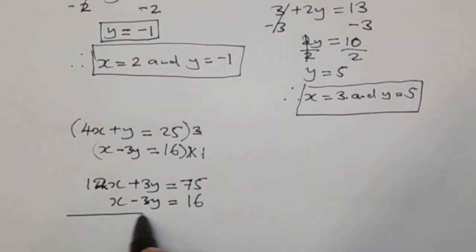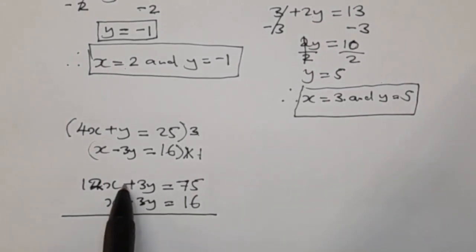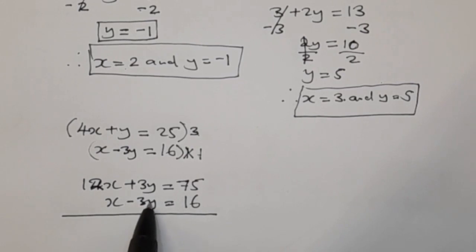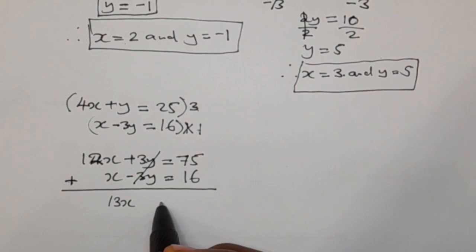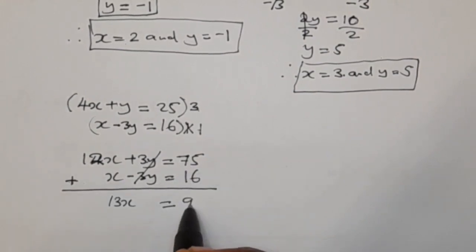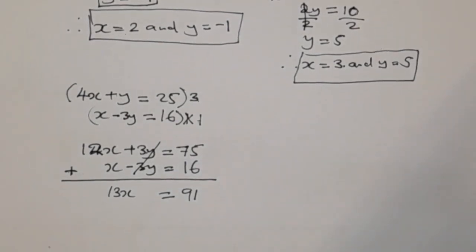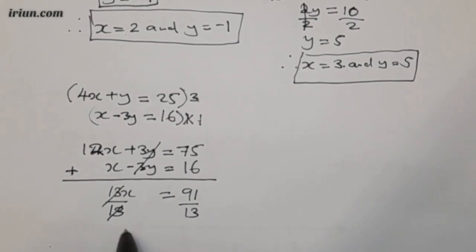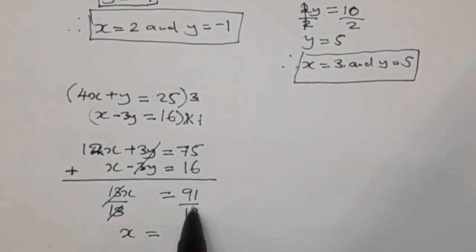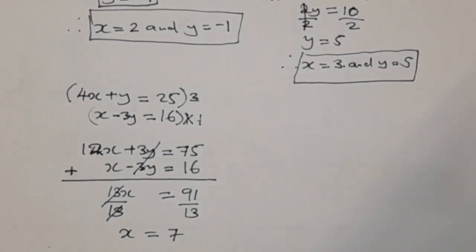Then at this point, that's where we now need to choose. Either we are going to add these two equations or subtract. So in this case, because we want to eliminate y, we are going to add the first and second equation. 12x plus x will be 13x. 3y plus negative 3y becomes 0. Then this is equal to 75 plus 16, which is 91. Okay? So at this point, we divide both sides by 13 to get the value of x. So x is equal to 91 divided by 13, which is 7.